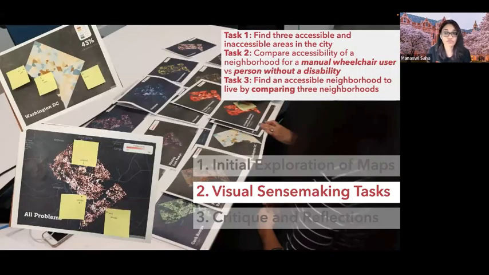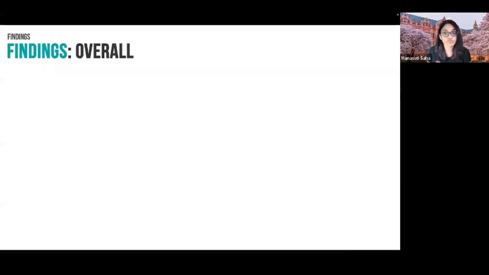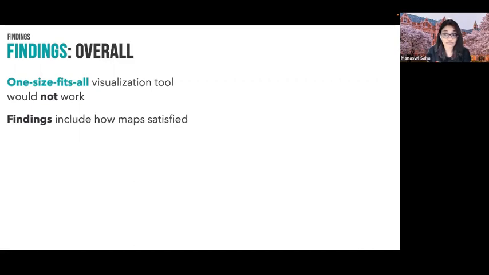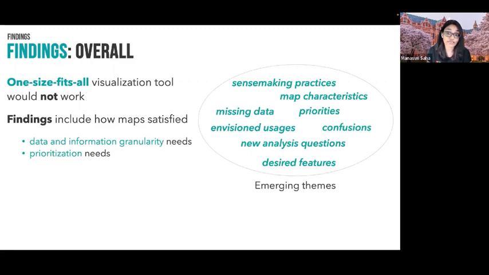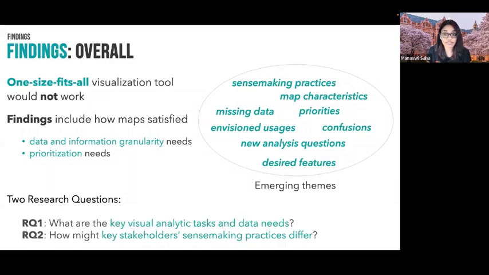The tasks were across finding accessible and inaccessible areas in the city to comparing accessibility between neighborhoods and between people with varied abilities. Overall, we found that one-size-fits-all won't work because design needs for each group were inherently different. Our findings demonstrate how these needs are different through an analysis of how maps satisfied their personal data and information granularity needs and prioritization needs for acquiring actionable insights. We categorized these findings across the 2 research questions we asked before.